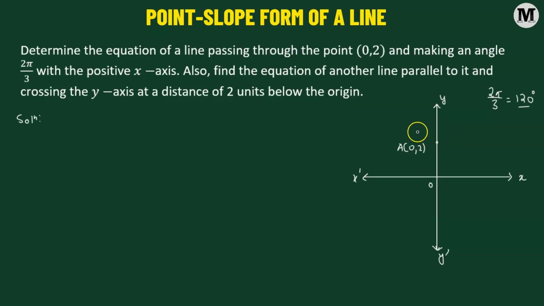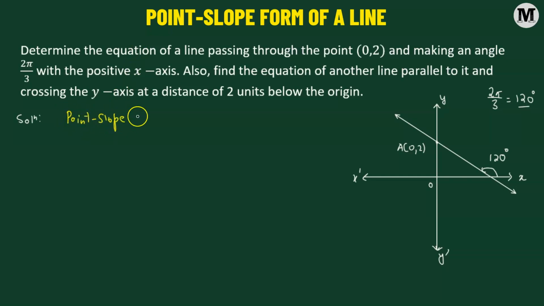That means we are going to consider the line in such a way that it makes an angle of 120 degrees with the positive direction of the x-axis. We will draw the diagram assuming this angle is 120 degrees; we don't have to be accurate here. Now we have a line which passes through the point (0, 2) and makes an angle 120 degrees with the x-axis. So we can use the point slope form to obtain the equation of this line. Let's quickly recapitulate the point slope form of a line.